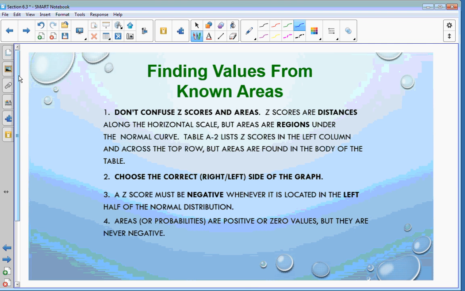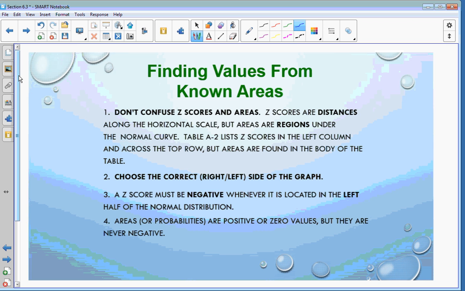So I need to look at finding values from known areas. Again, we caution you, do not confuse z-scores and areas. Z's are distances along the horizontal. They are the distance away. It is a measurement, one standard deviation from the mean. Areas are regions. Those are the shaded areas of the normal curves.